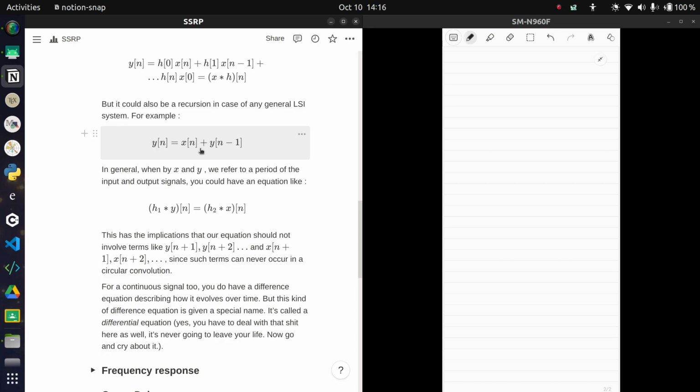So in general what you can say is h1 star y of n equal to h2 star x of n, and then taking the z transform on each side and using the convolution theorem, what I can say is that capital H1 of z times Y of z is equal to H2 of z times X of z. This you can say at any given instant, and then you can simply say that means this is gonna happen.